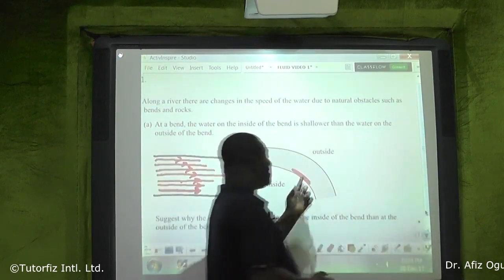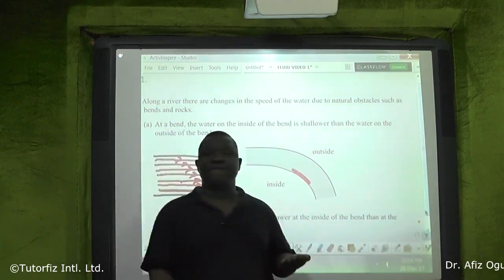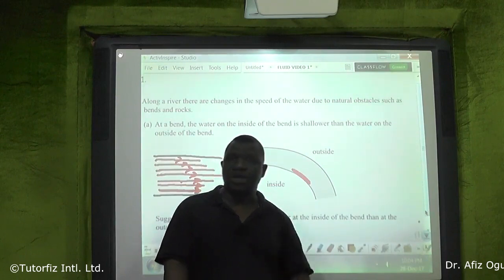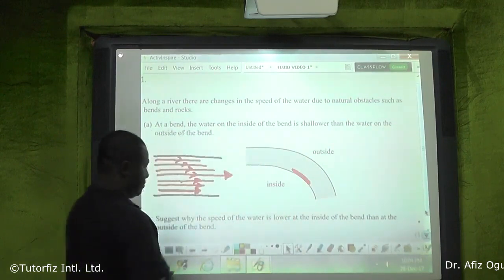So because that place is shallower, the drag force, I won't call it frictional force now because it's in water, the drag force is higher. The drag force is higher because it is closer to the solid base.